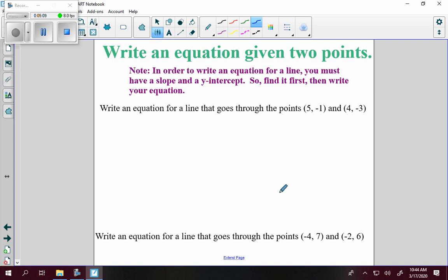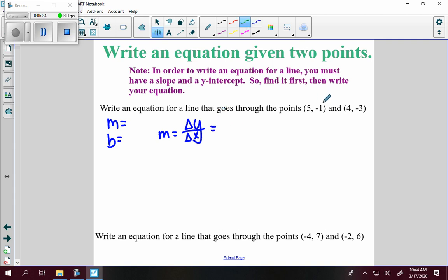So now I know that if I have a slope and a y-intercept, I can write my equation. But the problem is I'm not given a slope or a y-intercept. So I think, what can I do? I can find the slope because I'm given 2 points. So my slope would be my change in y over my change in x.